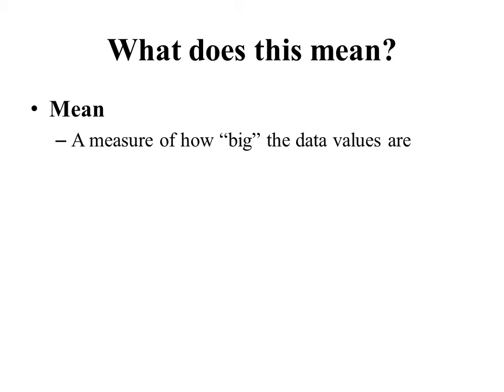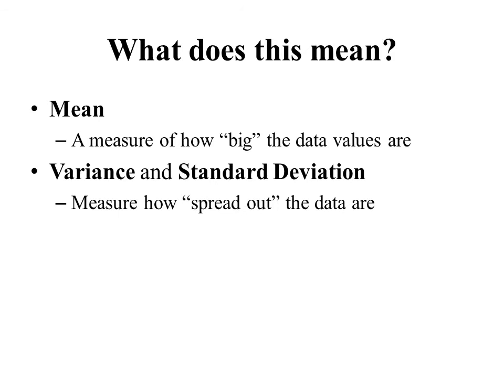If the mean is very small, then that means that the data values are also very small. The variance and standard deviation, we can interpret those as measures of how spread out the data are. And so if we've got a large standard deviation, then that means our data values are very spread out. If the standard deviation is very small, that means that the data values are all pretty close together, so they're not very spread out at all.